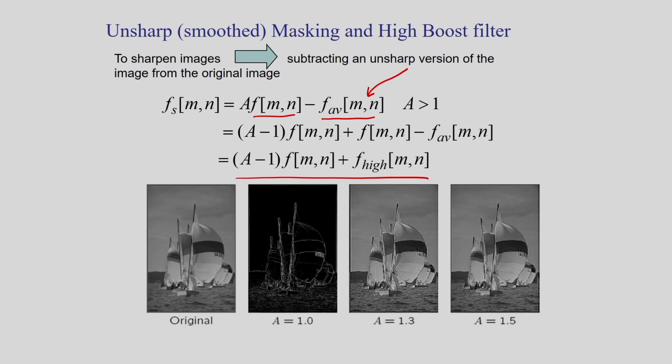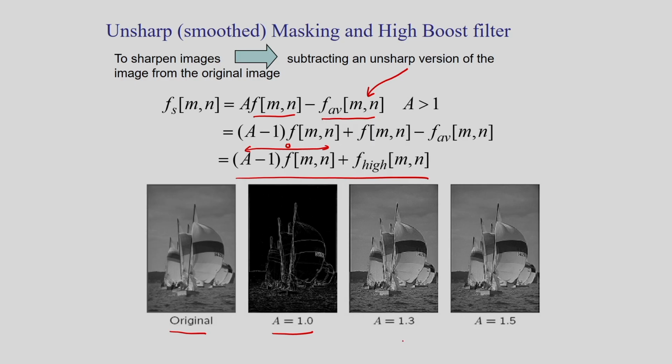So if I put A is equal to 1, then in this case this component will be 0. If I consider this A is equal to 1, so this will be 0. Then in this case I will be getting the high pass filtered output. So this is my original image. If I consider A is equal to 1, then only I will be getting the high frequency components.